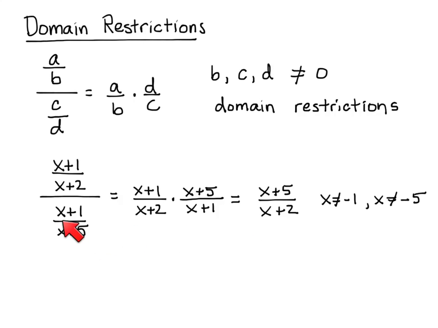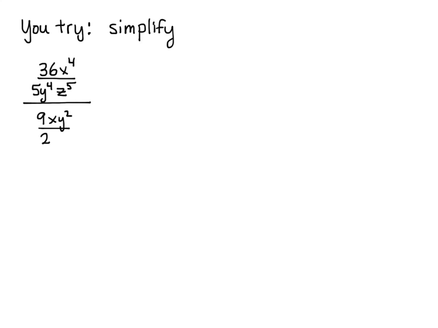So you have to look at the original fraction and say, okay, x plus 2 shouldn't be 0, and that one's still implied. X plus 1 can't be 0, that's no longer implied, so we have to state it explicitly. And then x plus 5, that is in the numerator, so we do have to call that x does not equal negative 5. Okay, so try simplifying these two.